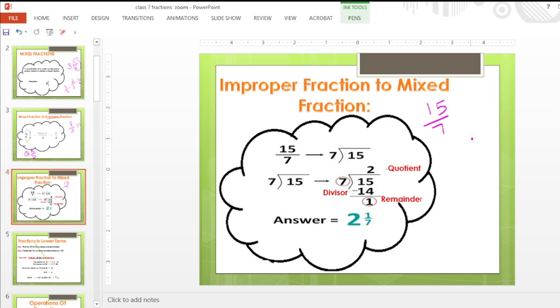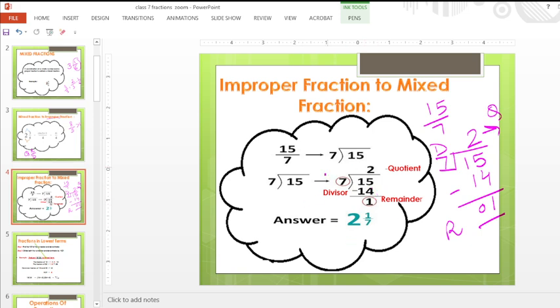So 15 by 7. What you do, the denominator you always take it out. It will be the divisor and the numerator will become the dividend, right? And then you divide it. 7 times 2, 14. And what you're getting? 1 as the difference. So this is your quotient, this is your remainder, and this is your divisor. Here also I've labeled it for you so that you can easily understand.